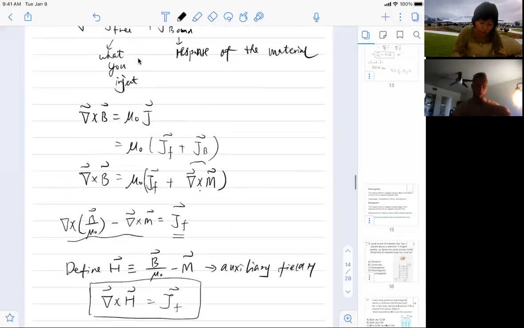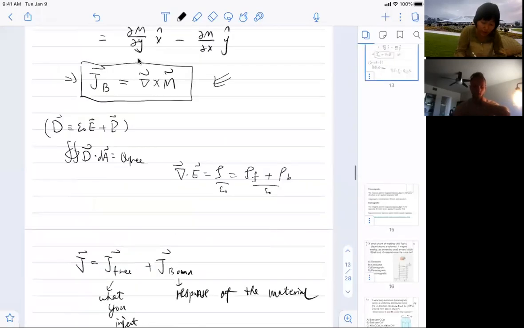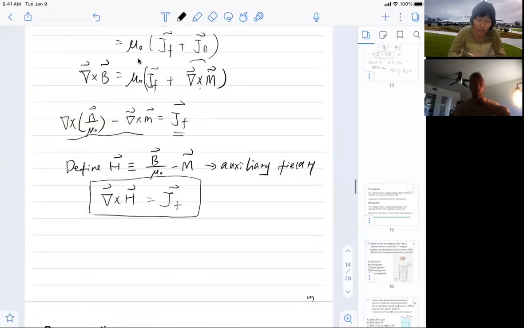So you do see the similarity between all of these things. Previously, we had the divergence of D is rho free. So you can see the D field can be calculated knowing the free charge alone, and that's easier to calculate. Here, if you know your free current, you can calculate the H field. And then if you know how the material is, you can calculate the B field if you know the magnetization M. Okay, so this is Ampere's law. Even though it looks different, it is Ampere's law in matter.